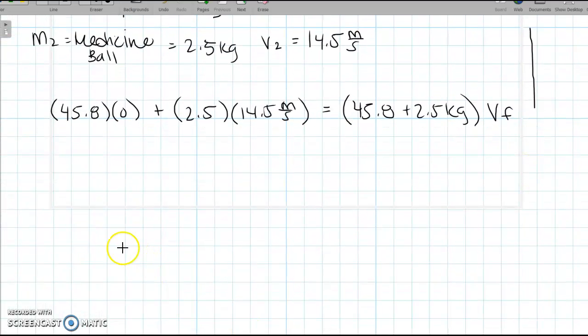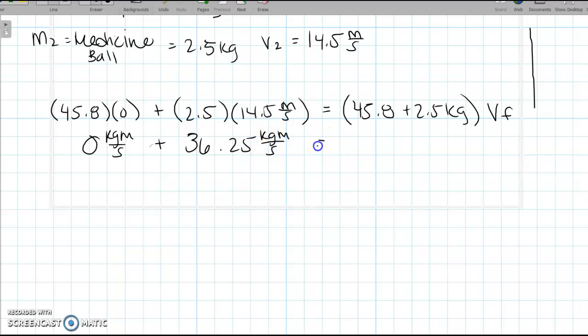So 45.8 times 0 is 0 kilogram meters per second. And 2.5 times 14.5, we get 36.25 kilogram meters per second. And we're setting that equal to the masses combined times the final velocity. So this is 48.3 kilograms times VF.